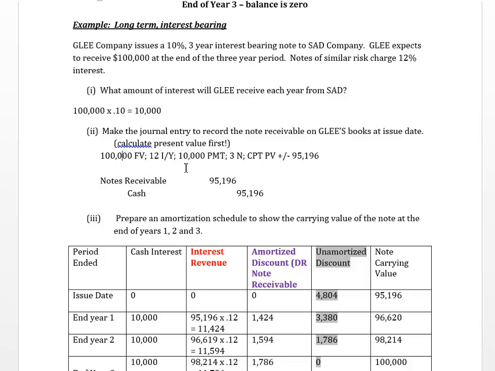So we're going to use our future value of 100,000. Our I/Y is our yield, which is 12. This time we have a PMT of 10 because, again, each year SAD will pay Glee 10,000. We have N is 3, so the note will close up at the end of 3 years. And if we do a compute PV, again, because it's going to be an outflow, I put a plus minus, and we have here that Glee will pay out $95,196 and set up a note receivable for that amount.